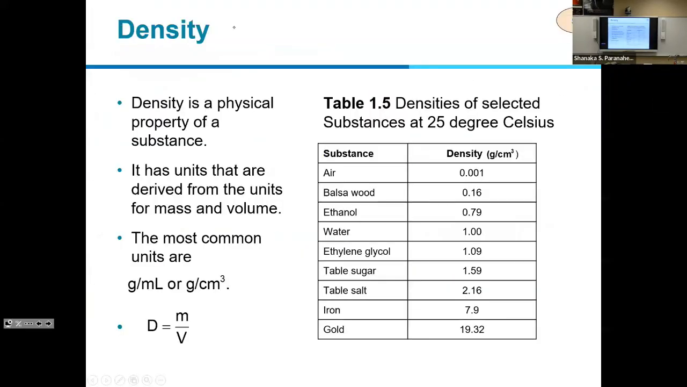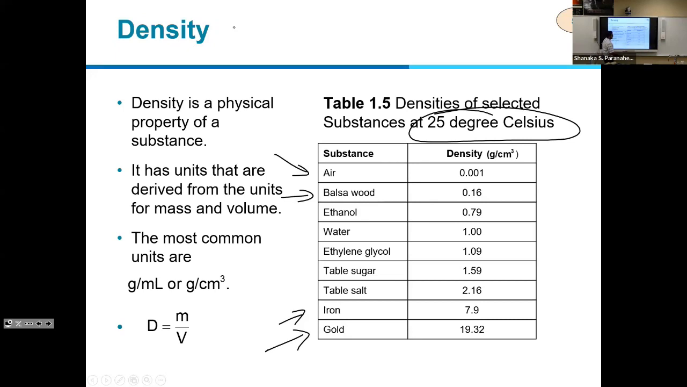Okay, so densities are pre-calculated values. Depending on the substance, we can find the density. Again, density depends on the outside temperature because volume is highly dependent on temperature. Therefore, when we express the density, normally we express it for 25 Celsius, which is considered room temperature. You can see there are some substances with lower densities like air and wood. And there are some high density materials like gold, iron, and mercury.